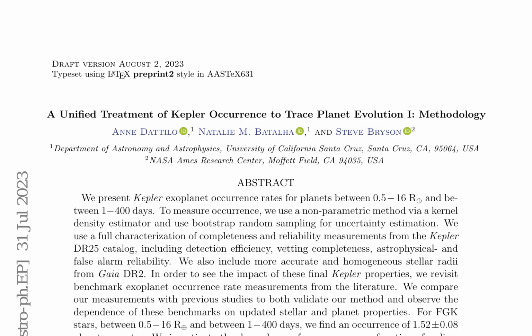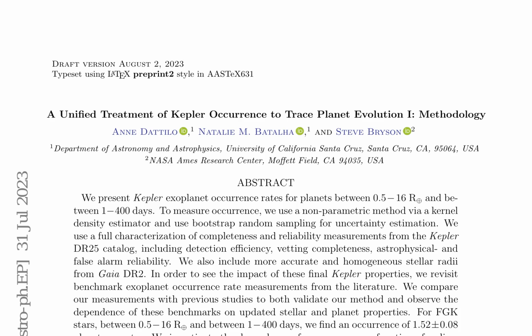The significance of the non-parametric technique for computing occurrence rates is emphasized, aiming to map features in multi-dimensional parameter space to theoretical models of planet formation and evolution. Figure 6 illustrates the observed planet KDE and its occurrence counterpart, revealing a wealth of features.